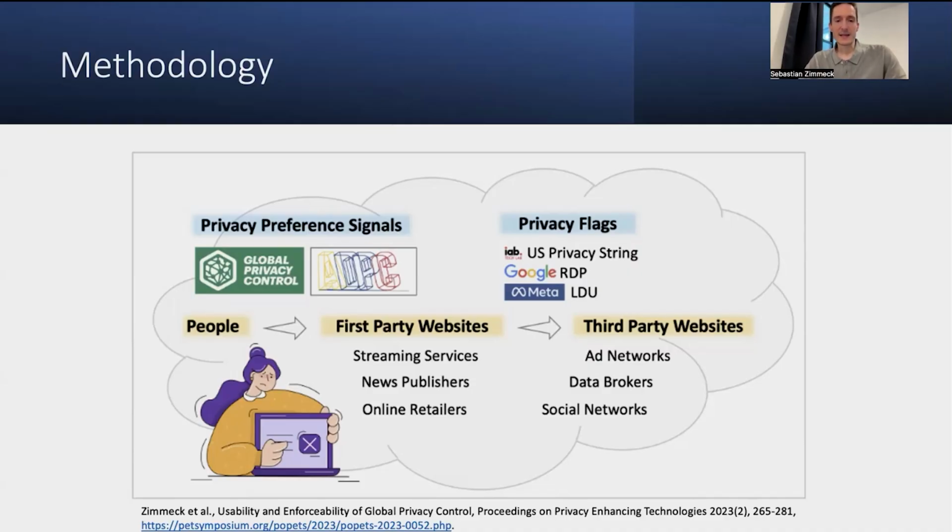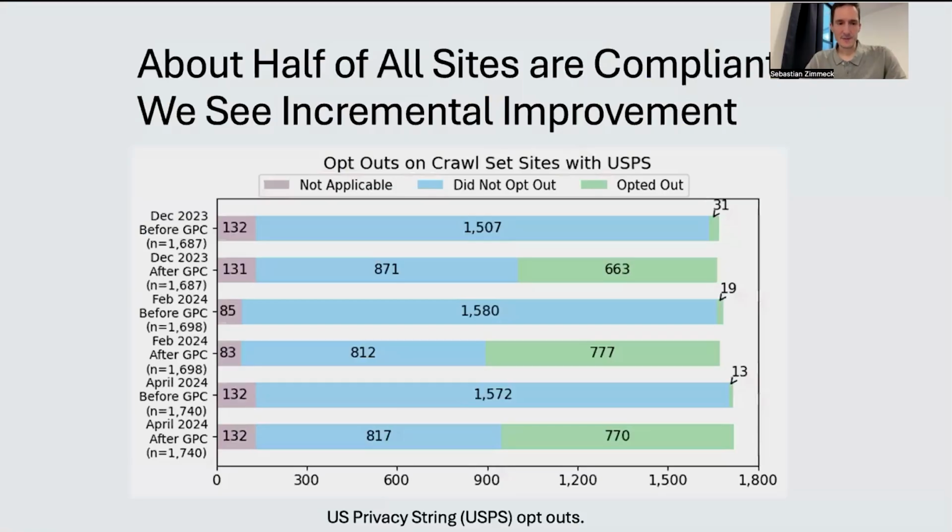The idea here is that the site receives the GPC signal and then propagates this signal by enabling the opt-out right in these different privacy flags. Third parties can also recognize GPC directly. We send GPC signals to both first and third parties, but their normal way of recognizing GPC is to look at these privacy strings. And that's also what we leverage to find out whether our opt-out is propagated towards these third parties. So what did we find?